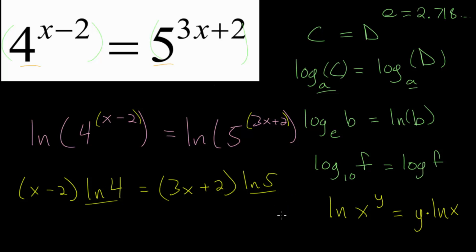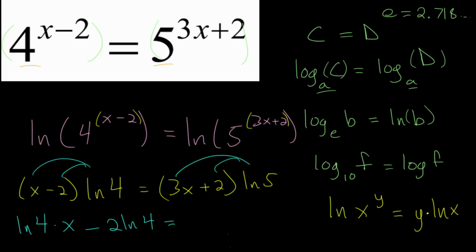You can plug those into the calculator and see what their decimal expansions will be, but they are irrational numbers, so they will have infinitely long decimals, though your calculator will approximate it. So at this point, we can distribute these logarithms to each of these. We would have the natural log of 4 multiplied by x minus 2 times the natural log of 4. And this is equal to the natural log of 5 distributed to both. We have 3x multiplied by the natural log of 5 plus 2 times the natural log of 5.